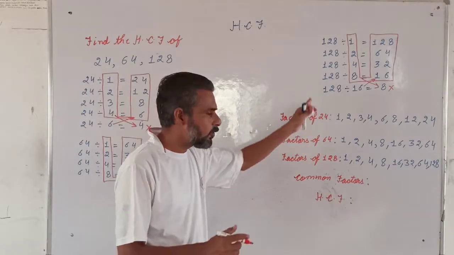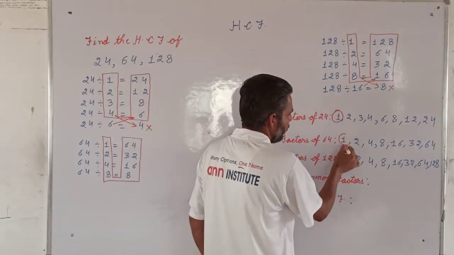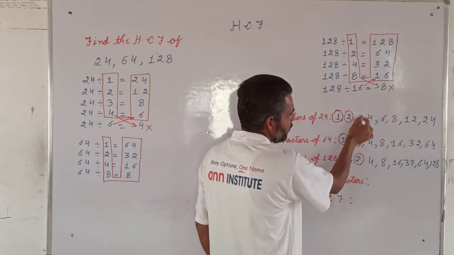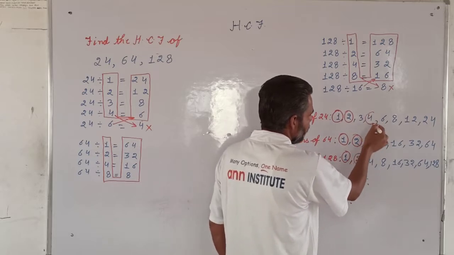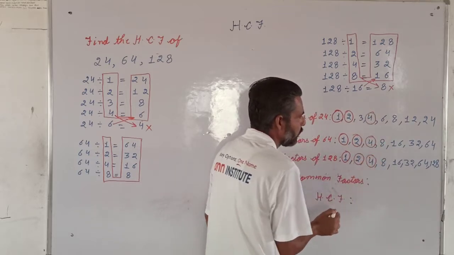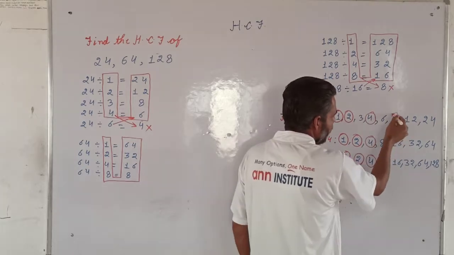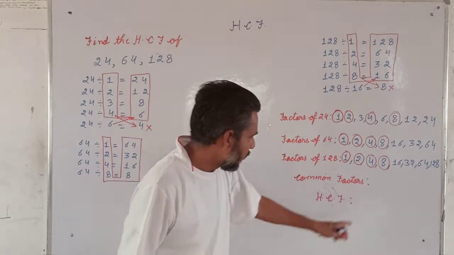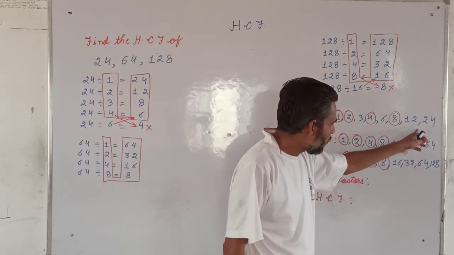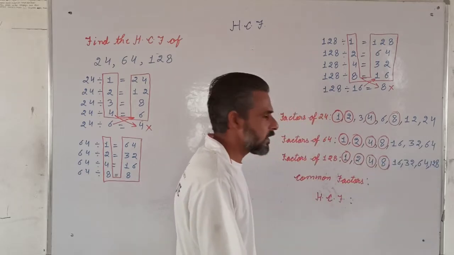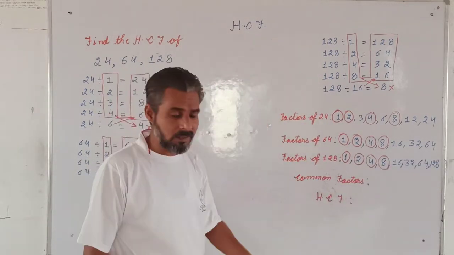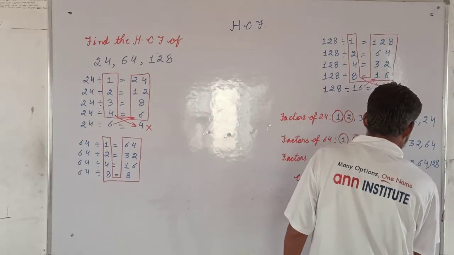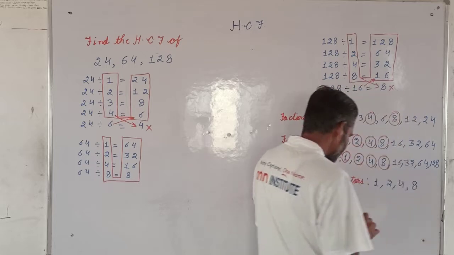Now we have to find the factors which are common in all three. 1 is coming in all, 2 is coming in all, 3 is coming here but not coming here, 4 is coming in all. Now 6 is coming here, not here, then 8. Afterwards, no common factor. 32 is here, 32 is here, but 32 is not here. So that's why we will not consider the number which is not coming in all these three. So the common factors are 1, 2, 4 and 8.